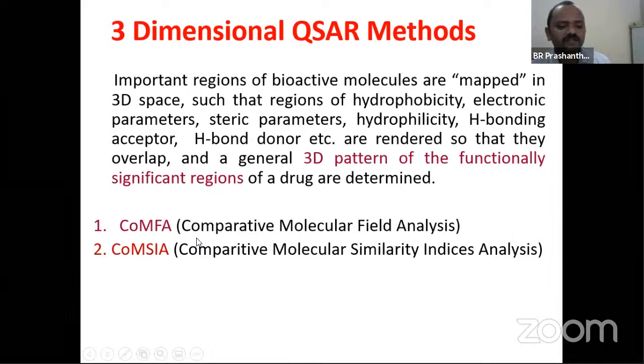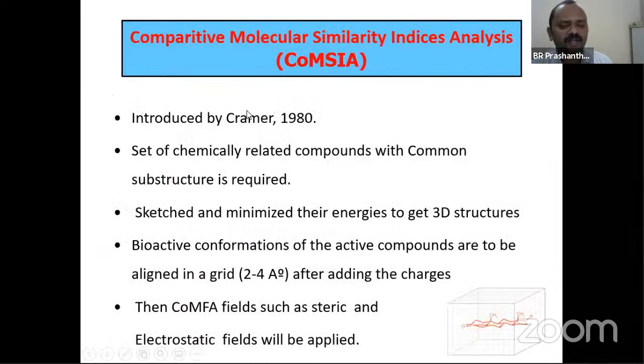For the first time, in the year 1980, Cramer, a scientist from the United States of America, came forward to explain comparative molecular field analysis. You can find one article in JACS from the year 1980 by Cramer. It is a very famous article. We cite this article whenever we report this three-dimensional QSAR.